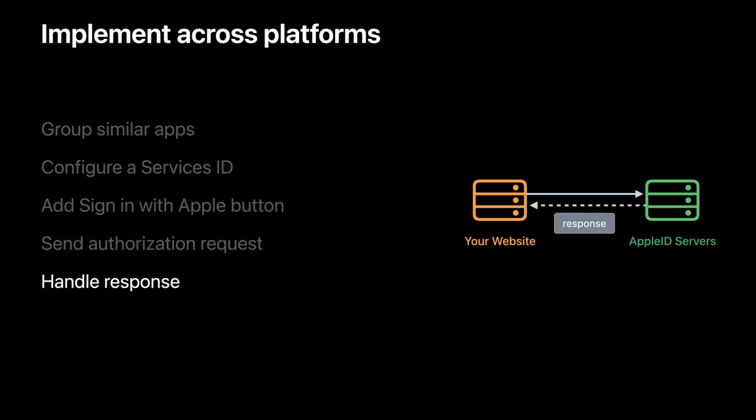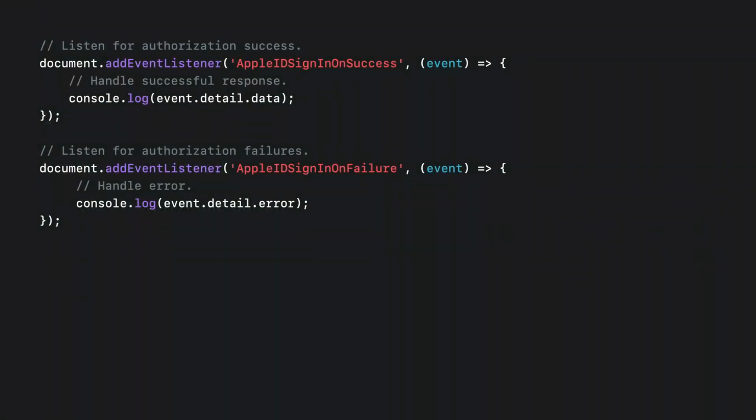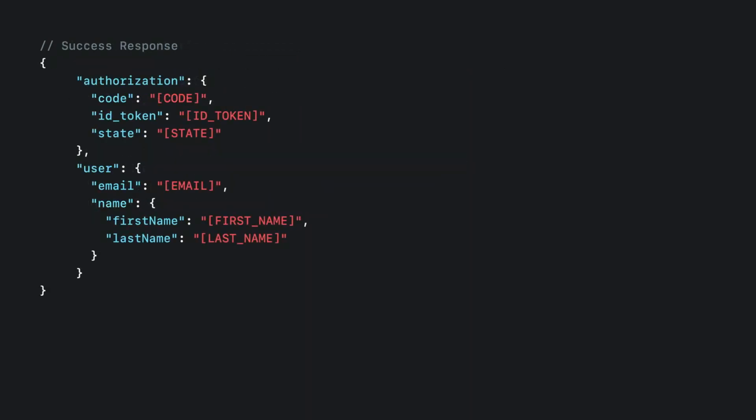of the authorization. To handle the success response, add an event listener for Apple ID sign-in on success. To handle a failure response, add an event listener for Apple ID sign-in on failure. If the authorization was a success, you'll receive a response that contains the authorization code, the identity token, and the user information if requested. This is similar to the response you're already used to on Apple platforms.